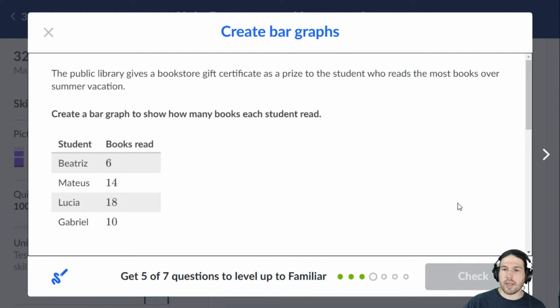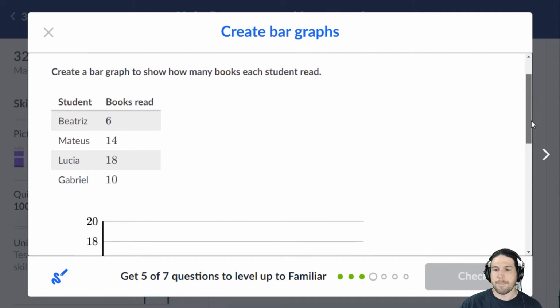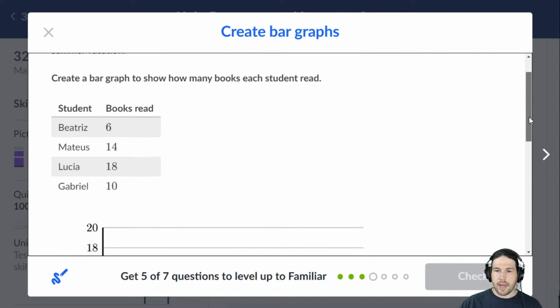The public library gives a bookstore gift certificate as a prize to a student who reads the most books over summer vacation. Man, those were the days. I had something like that in elementary school. It was amazing. Let's make a graph.